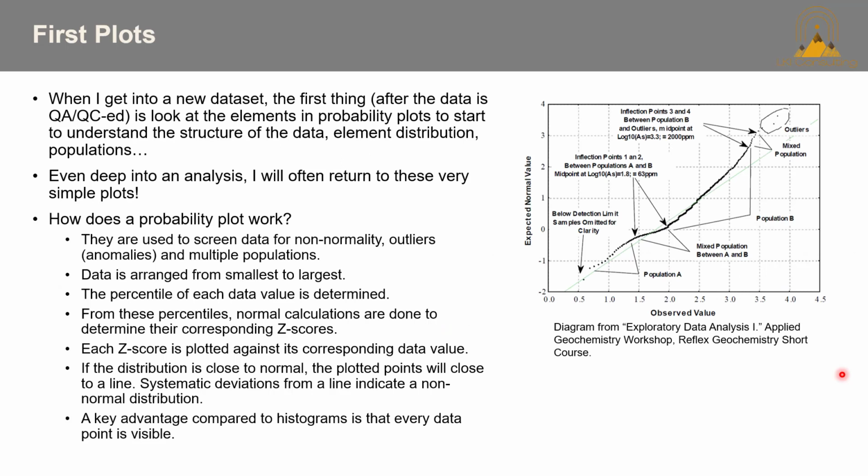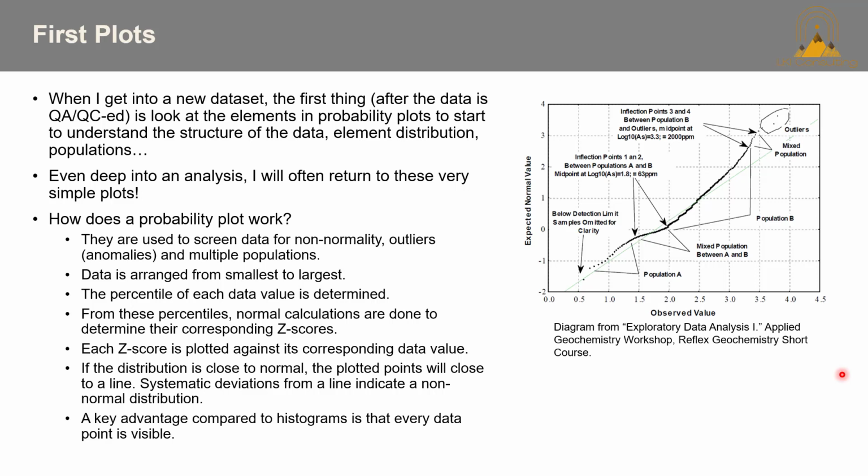When I get into a new data set, the first thing after the data is QA/QC'd is to look at elements in probability plots to start to understand the structure of the data, element distribution, the different populations, and even deep into analysis, I'll often return to these very simple plots. So how does a probability plot work? They're often used to screen data for non-normality, outliers, anomalies, and multiple populations.